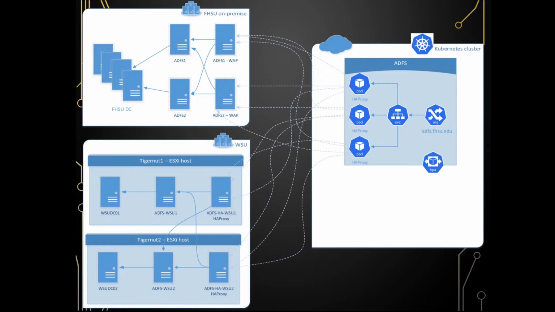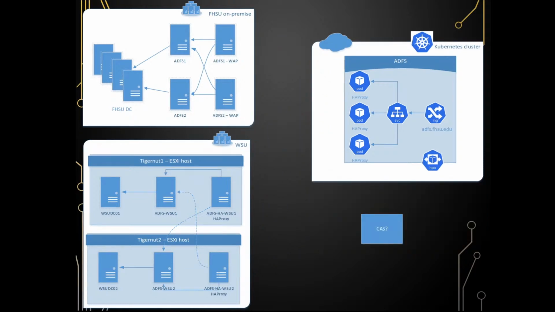Later, we found we had some issues with this setup, and we'll talk about that in detail later in the presentation. Now that we have taken care of the ADFS server, what about CAS? As Aaron mentioned earlier, CAS is also using Active Directory as backend. So initially, we want just to copy what we did here for ADFS, right? One server on-prem, one server at Wichita State, and then load balancer on GKE.